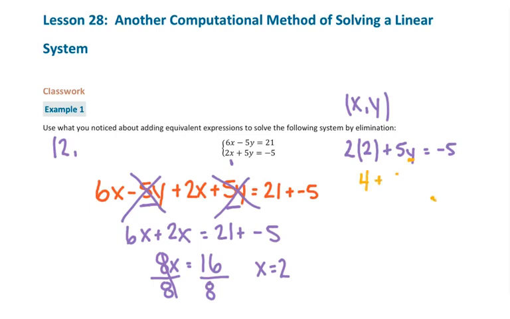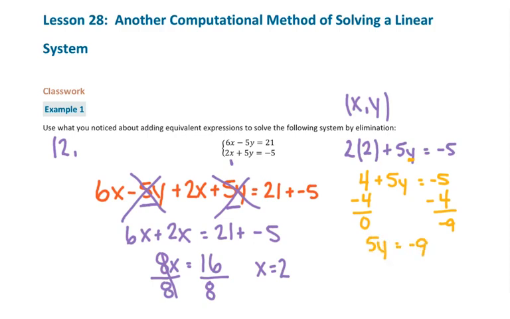So now I have 4 plus 5y equals negative 5. Now, I'm trying to get y all by itself. So I'm first going to subtract this 4 from both sides of my equation because it's being added on the left side of my equation, and I'm trying to get that 5y all by itself. So negative 5 minus 4 is negative 9. Remember, we go to a bigger negative number when we're subtracting from a negative. So we have 5y equals negative 9.